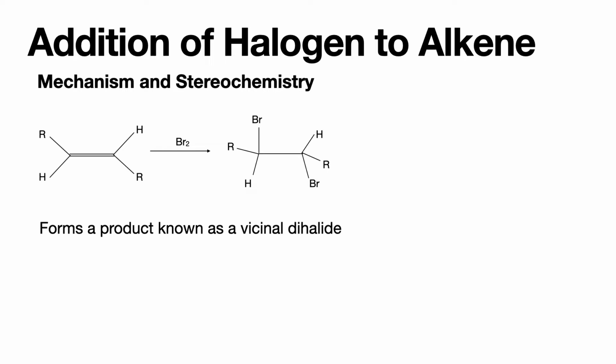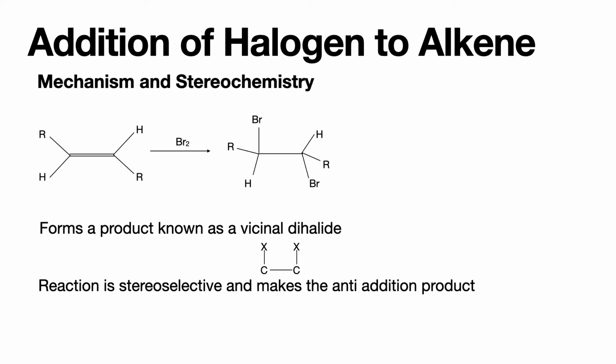And this product is known as a vicinal dihalide. A vicinal dihalide is two adjacent carbons with halogens on them. In this case, it's bromine. So the reaction is stereoselective, and it makes the anti-addition product. All that means is we add bromine to the top face of one side of the alkene and the bottom face to the other side of the alkene. So add one to the top, add one to the bottom.